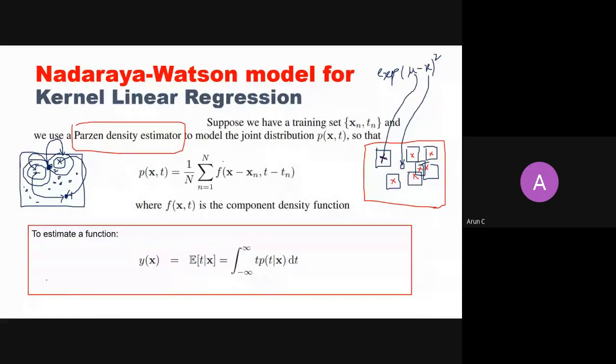So in one dimension, or univariate, if this is a data set, you will get this kind of a density, right? I hope this makes sense to you intuitively.